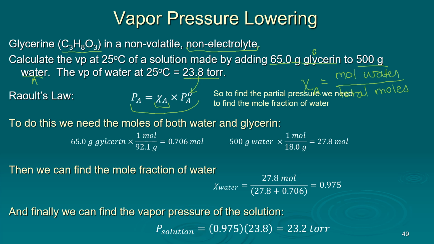If we put more glycerin in, what would happen? This number would get bigger, which means that the mole fraction of water would get smaller, and the vapor pressure of the solution would get smaller. So it would lower even more the more concentrated with glycerin you made that water. And I don't know if it's glycerin with the E or glycerin without the E. I guess without the E.